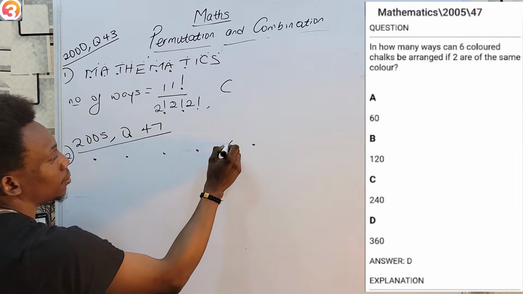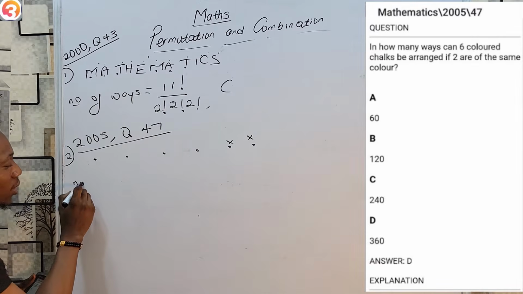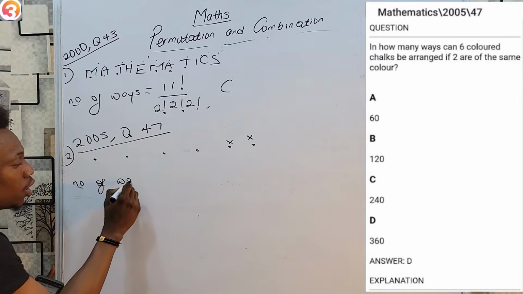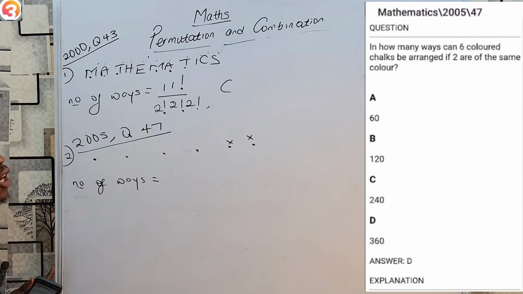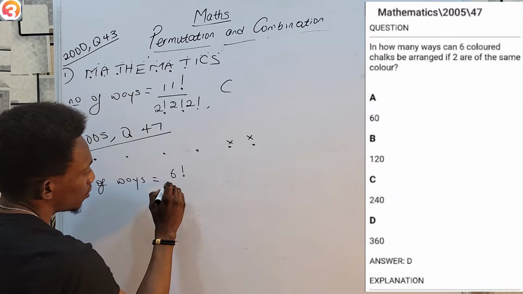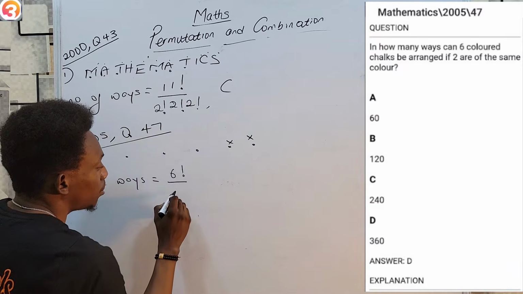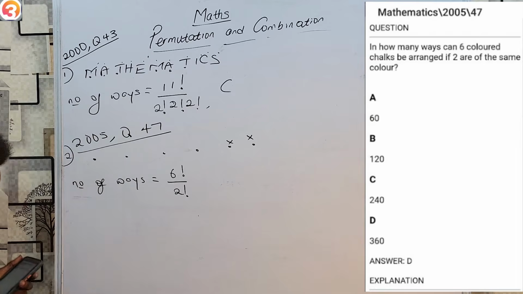However, 2 of them are of the same color, which means just like in question 1 and above, my number of ways becomes, how many things do I have? 6 factorial over, are any of them identical? Yes, 2 of them. That becomes 2 factorial.